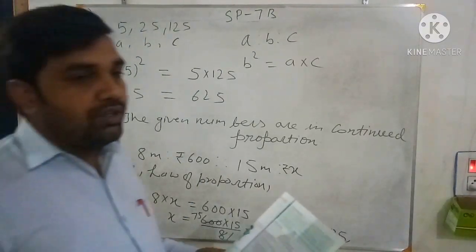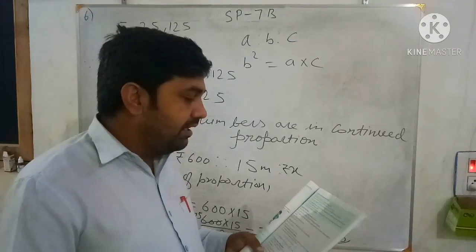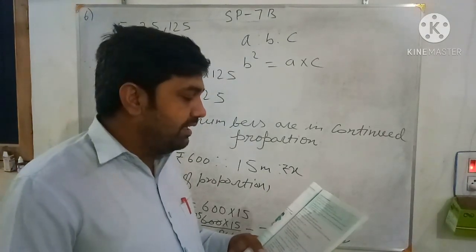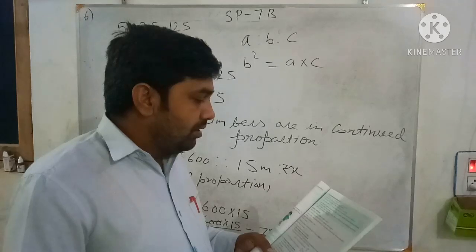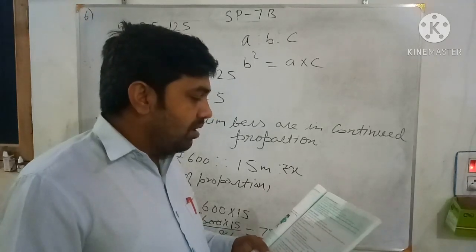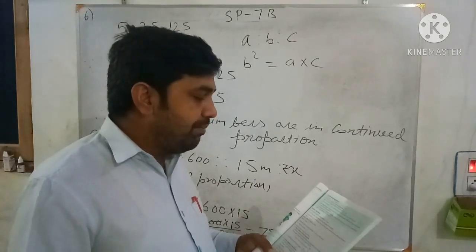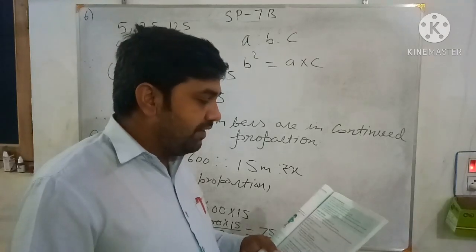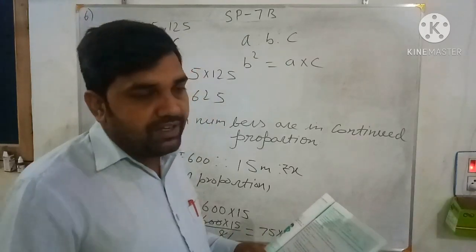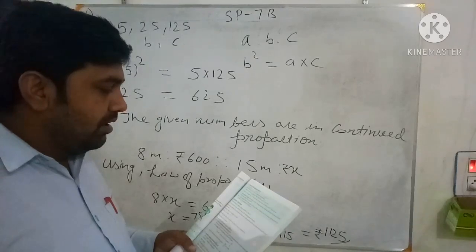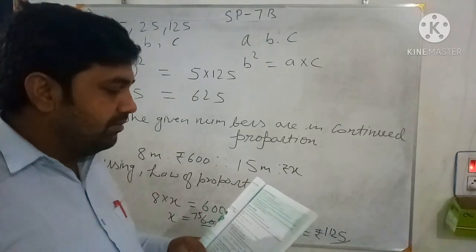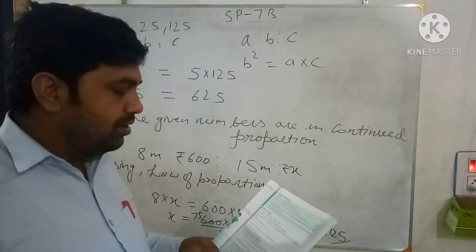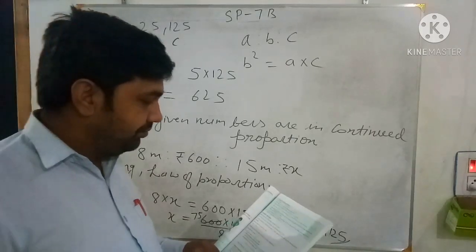Out of 9 parts, 5 parts he is spending, which means the remaining 4 parts are his saving. So the fraction of spending is 5 by 9, and the fraction of saving will be 1 minus 5 by 9, that is 4 by 9 of his monthly income. Let his income be x.